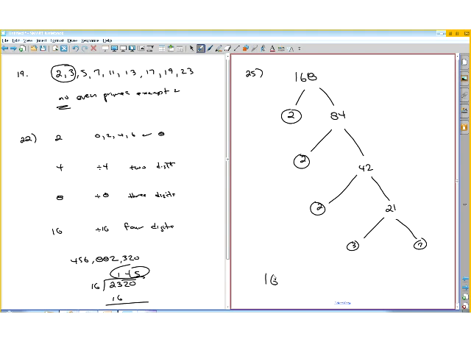We have three 2s, so we can say 168 is equal to 2 raised to the third power, times 3 to the first power, times 7 to the first power. We don't have to explicitly put the first power, so it's just 2 cubed times 3 times 7.